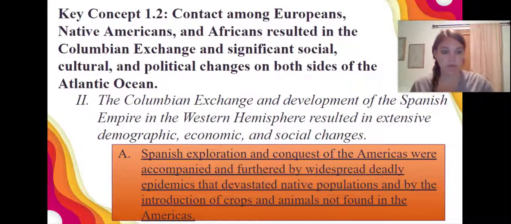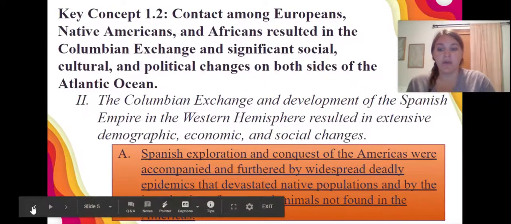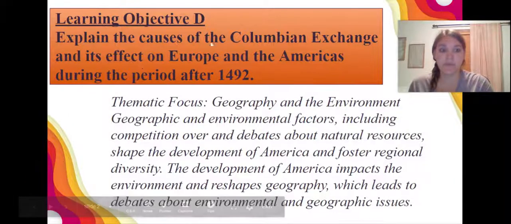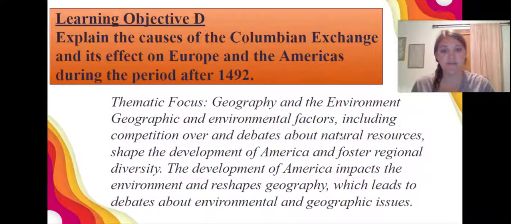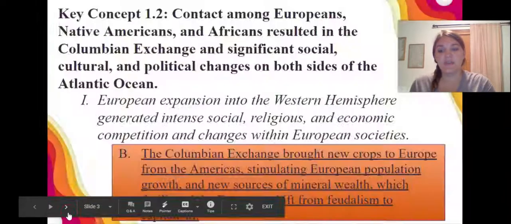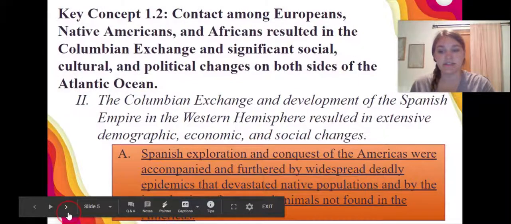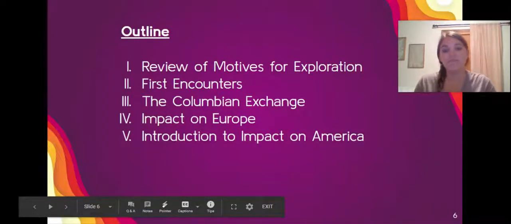So as I've mentioned in a previous video, when you look at the learning objective, the part of the outline should actually answer the question. So we're looking for the causes of the Columbian Exchange and the effect. And then we have here our outline addressing those exact ideas. Now I'm going to dive into those a little bit more now.